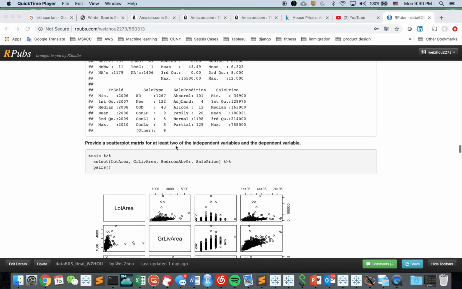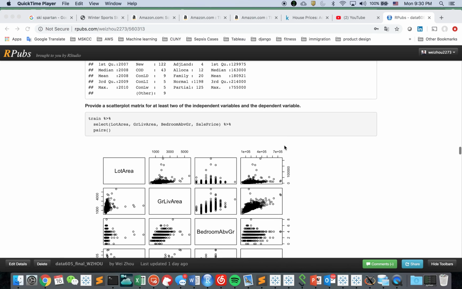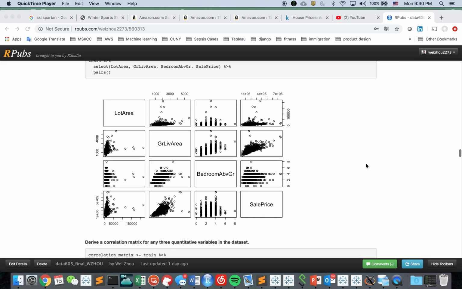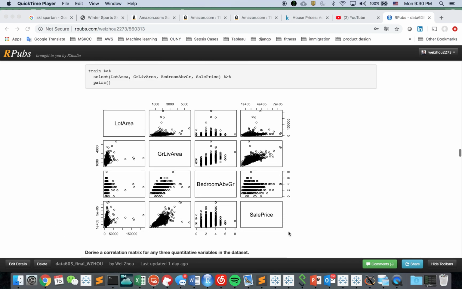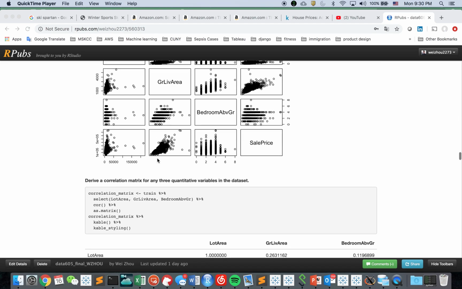Here's the result. The 2.2 question is to provide a scatter plot matrix of at least two of the independent variables and the dependent variable. Here I'm picking the lot area, GrLivArea, BedroomAbvGr, and sale price. And here is the scatter plot matrix for these four variables. Derive a correlation matrix for any three quantitative variables in the data set.